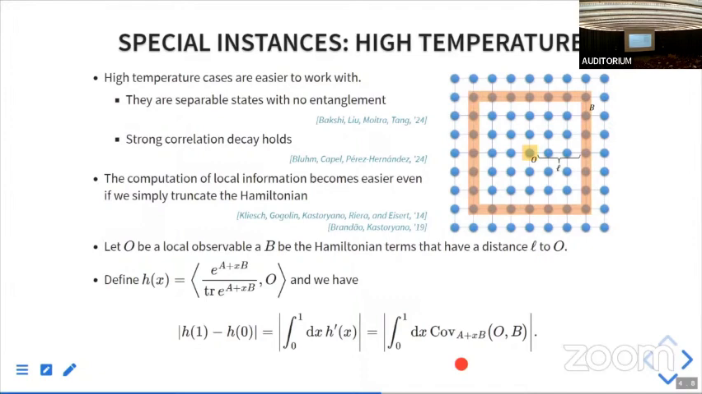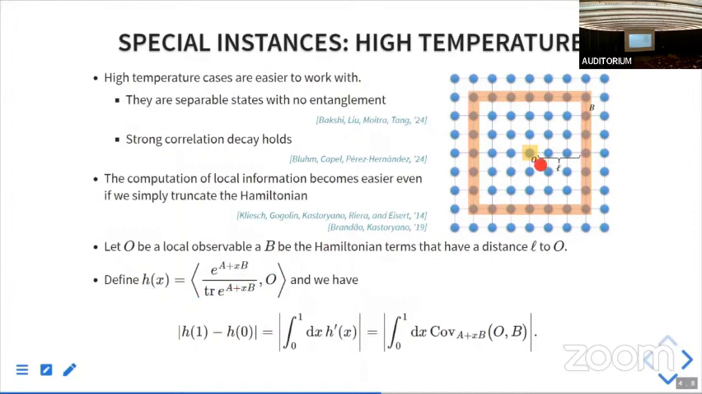When you have decay of correlations in your system, then the local computations of the observables can become much easier. For example, you can even try to remove a ring of terms at a distance L from the observable O that you want to compute. For example, you can consider a Hamiltonian H which consists of two parts. So B is just this ring maybe, and A is the rest of the terms. If you remove the B, then the system will be decoupled, right? The inner part and outer part will be decoupled.